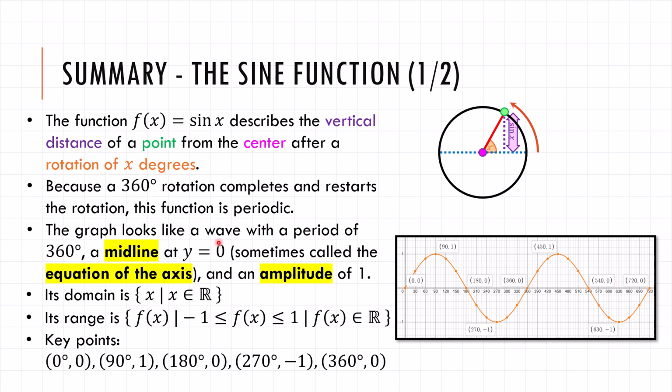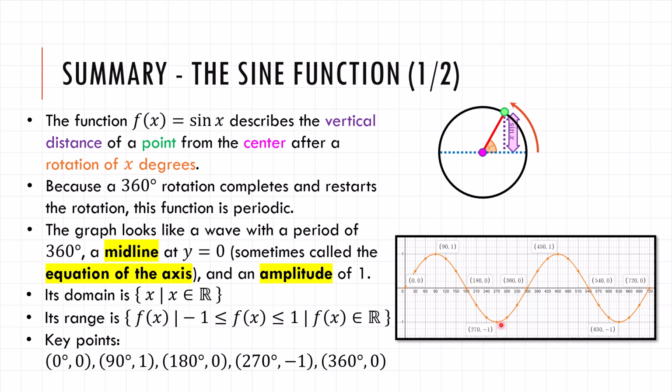It looks like a wave, and that wave has a period of 360 degrees. So that means a full rotation restarts this sine wave. It also has a couple of other properties called the midline at y equals 0. The equation of the axis is another way to describe that midline. It has an amplitude, which is another property we talked about, of 1. Its domain is any real number because you can rotate a real number of degrees, but the range is limited at the bottom and the top. The minimum is -1, the maximum is 1.